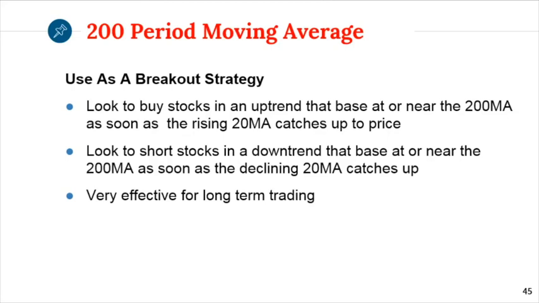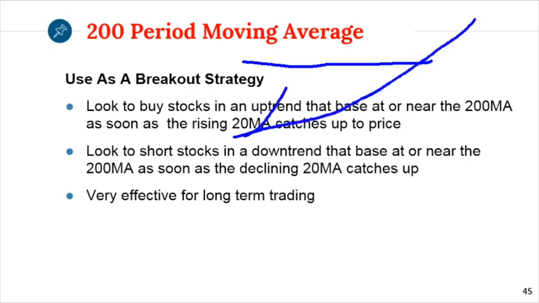So here's the picture perfect. This is the picture you'd be looking for. Flat 200, a rising 20 like this, and a stock that's basically trading off of the 20, the rising 20, and being halted by that flat 200. Eventually, where's it gonna go? You tell me. It's gonna result in a breakout.